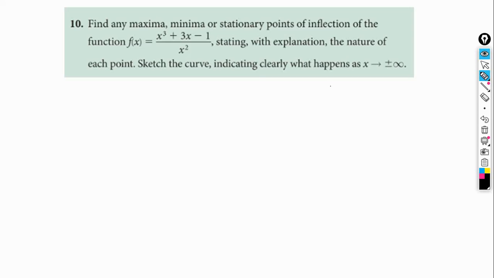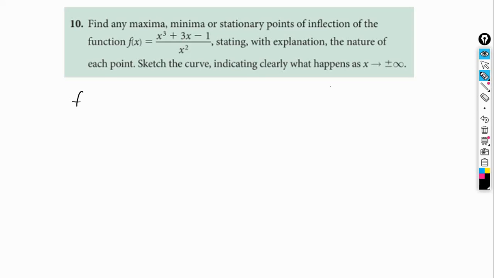Okay, so next we go with question number 10, and it says find any maxima, minima, or stationary points of inflection of the function f of x equals (x cubed plus 3x minus 1) over x squared, stating with explanation the nature of each point. Sketch the curve indicating clearly what happens as x goes to positive and negative infinity. Okay, so this question is probably not adequate for this chapter, but we're going to do it with what we know.